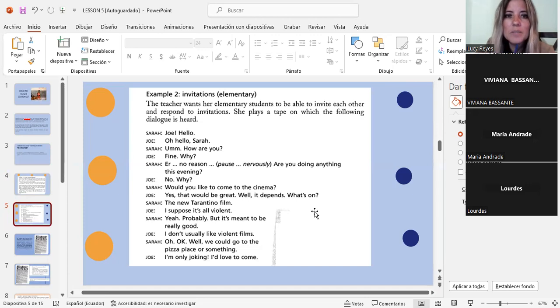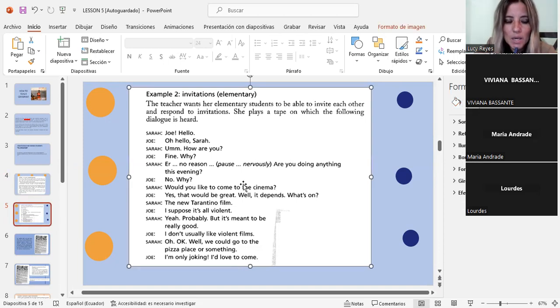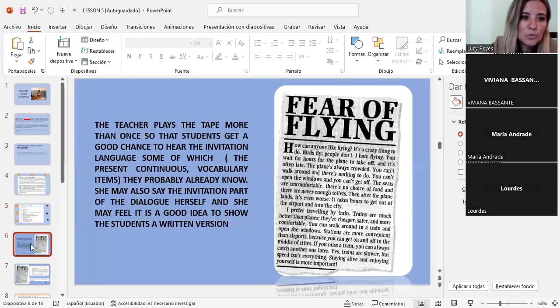The teacher wants her elementary students to be able to invite each other and respond to invitations. This is a good idea to learn. I always try to have them model a dialogue. I have them repeat the dialogue and then put a space in order that they can remember what they are going to say.